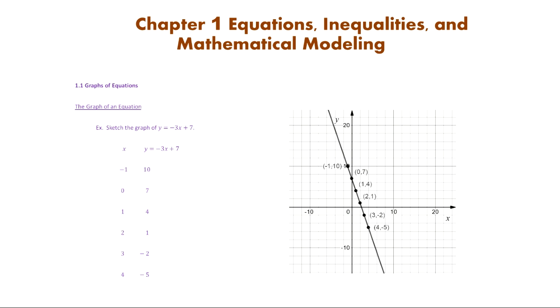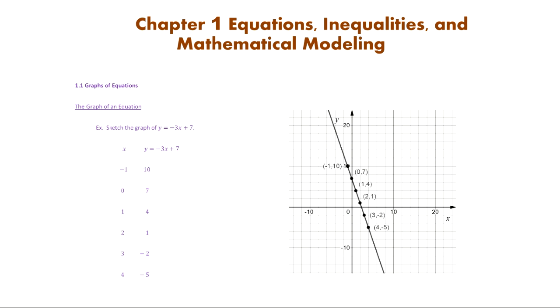What you do is just pick up some numbers for x by your choice. You can choose any points, any x values, and then find the y values from the equation, and then you got ordered pairs, and then you can plot those ordered pairs on the graph, and then connect those points.